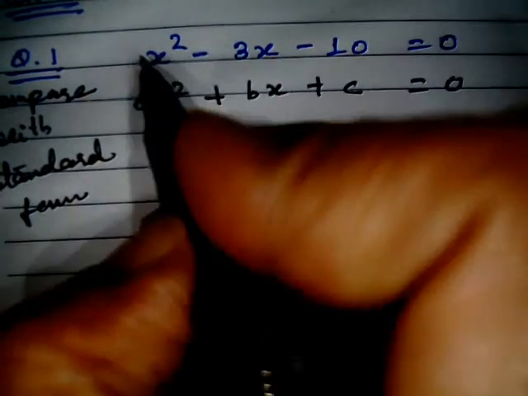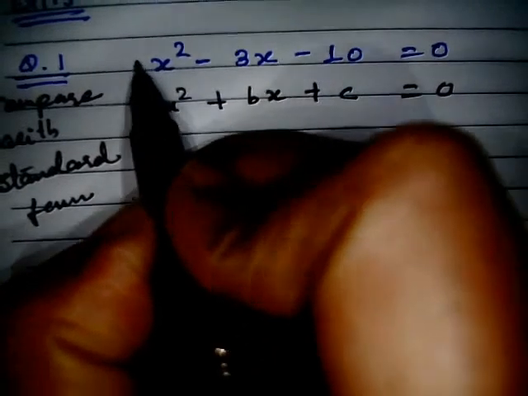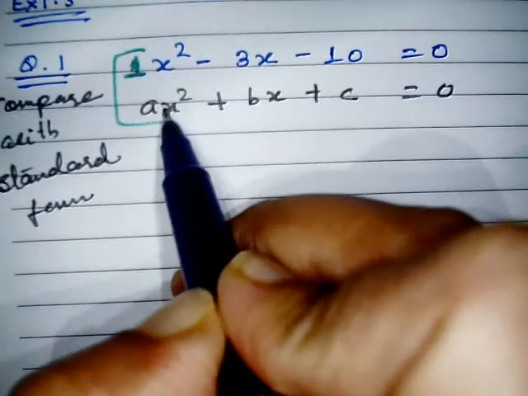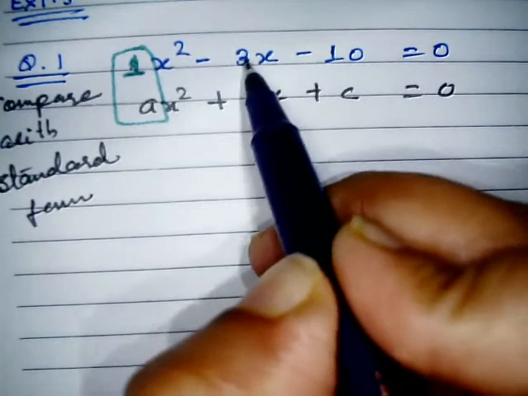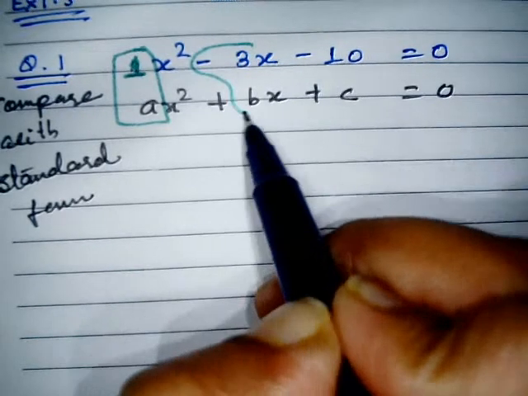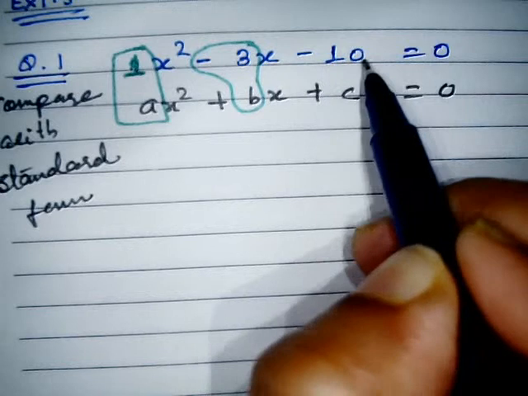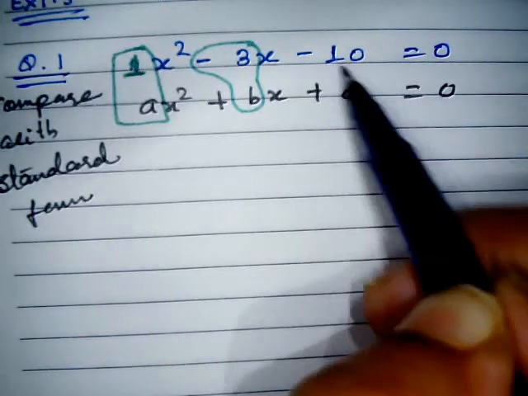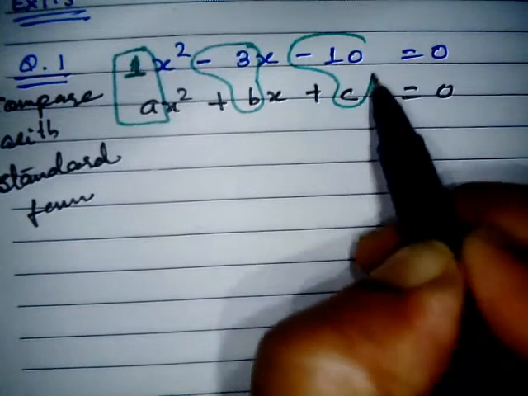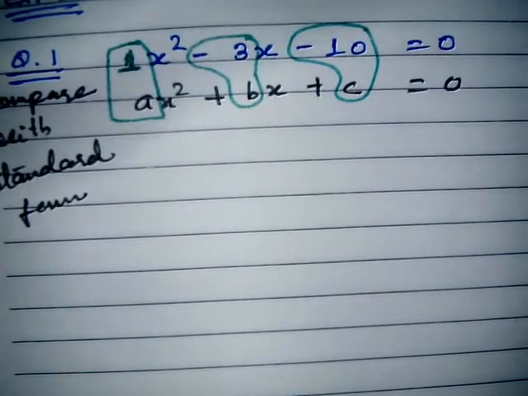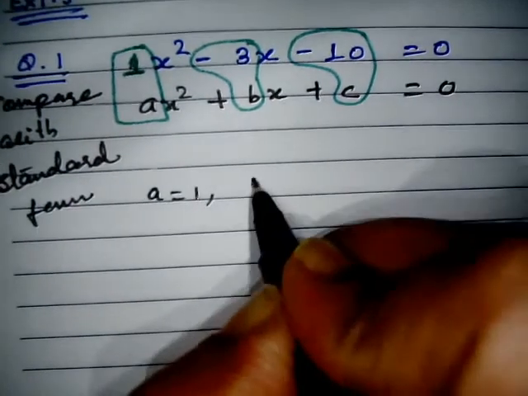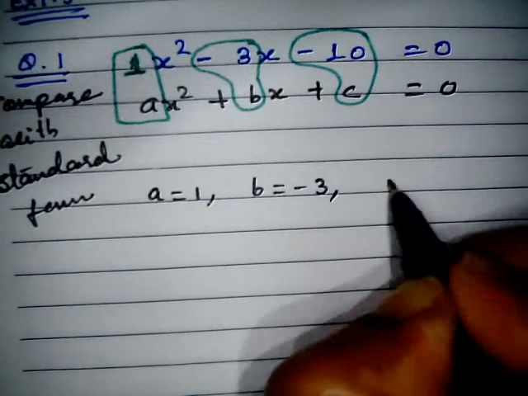Here, in front of x square you can't see a number, which means the number will be 1. So the a value is going to be 1. Here before x is -3, and before x is b, so the b value is going to be -3. And here the constant term without x is -10, and the constant term is c, so the c value is going to be -10. Okay, now I will write the values. a is equal to 1, b is equal to -3, and c is equal to -10.